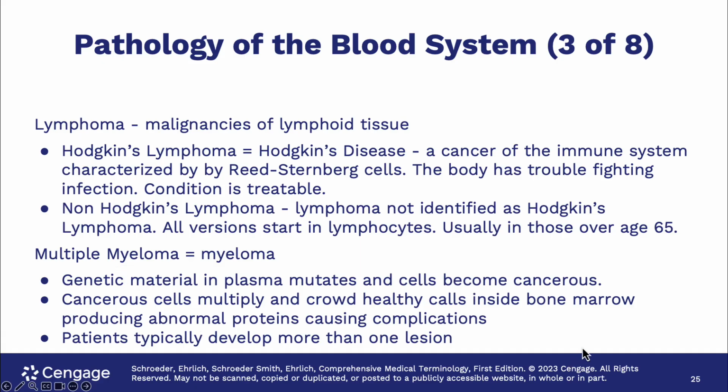Then multiple myeloma, also just called myeloma. And this is when you have mutations in plasma cells that become cancerous. Cancerous cells, as all cancers do, multiply out of control and crowd the healthy cells inside the bone marrow.